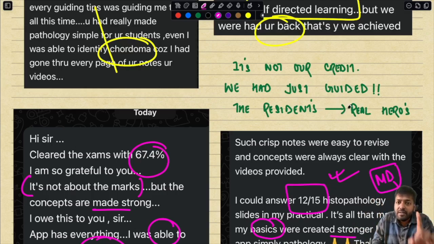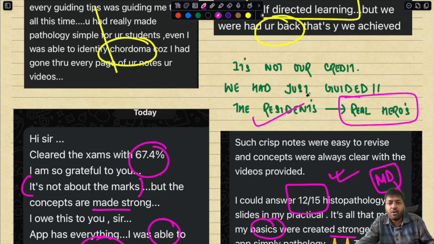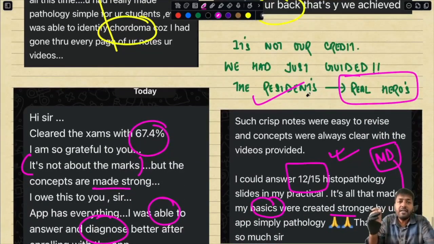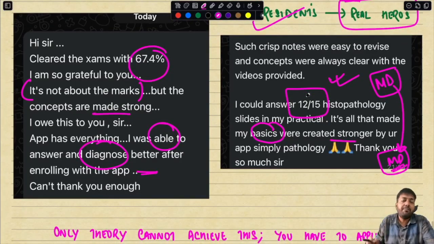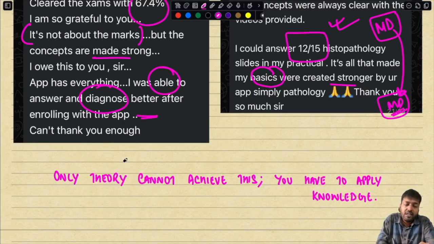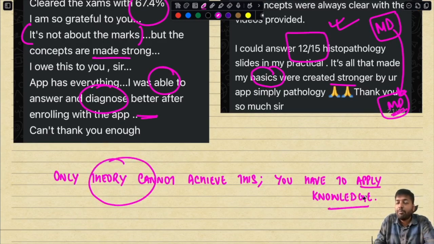Okay, so the real heroes are who? The residents are the real heroes. Okay, we are not the real hero. We have just taught you everything, given you information. It is up to you how you will utilize that knowledge and how you will apply that knowledge. We are there just to guide. Okay, and what my aim is, that from these messages, you should learn what your aim has to be. Okay, so become an independent pathologist at the end of your residency program. Okay, just remember, only theory can never achieve this. You have to apply the knowledge.